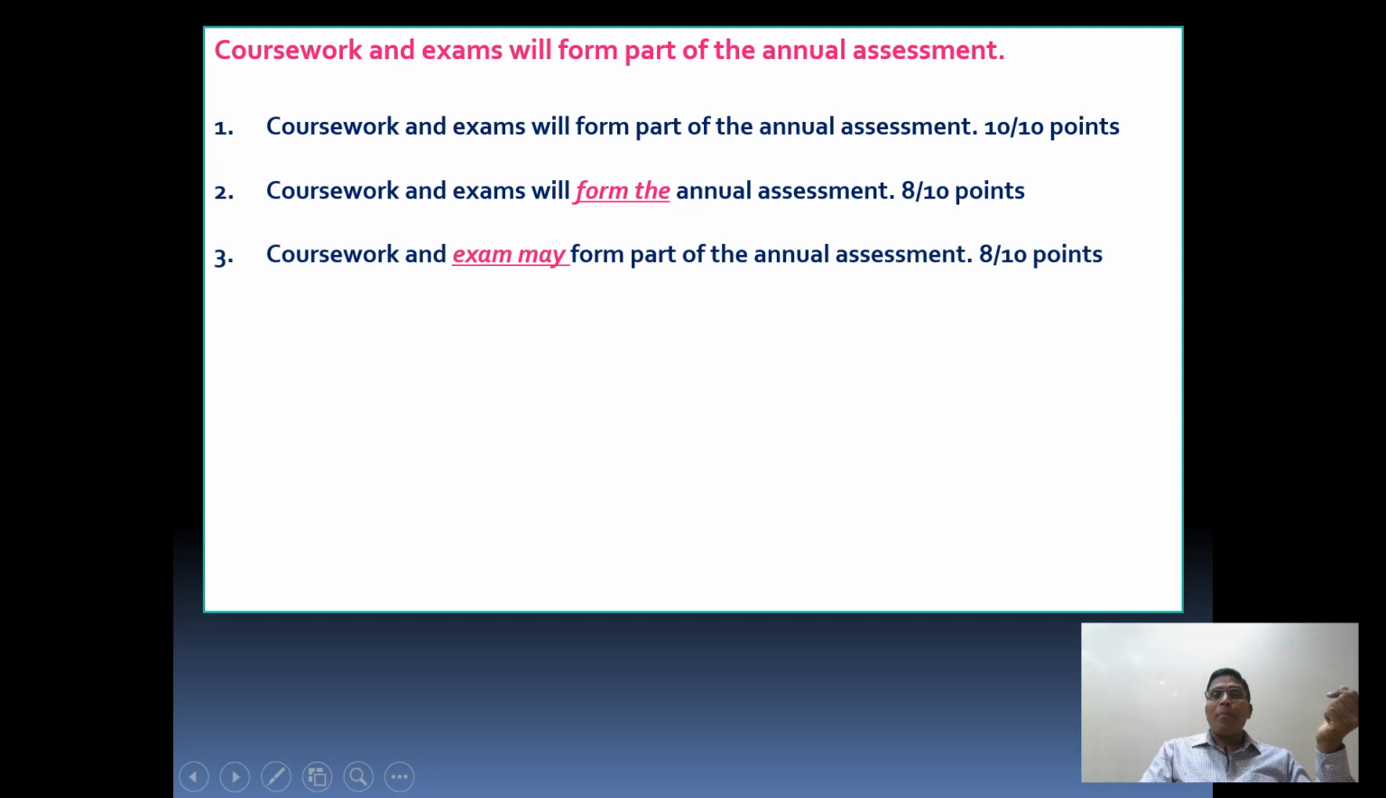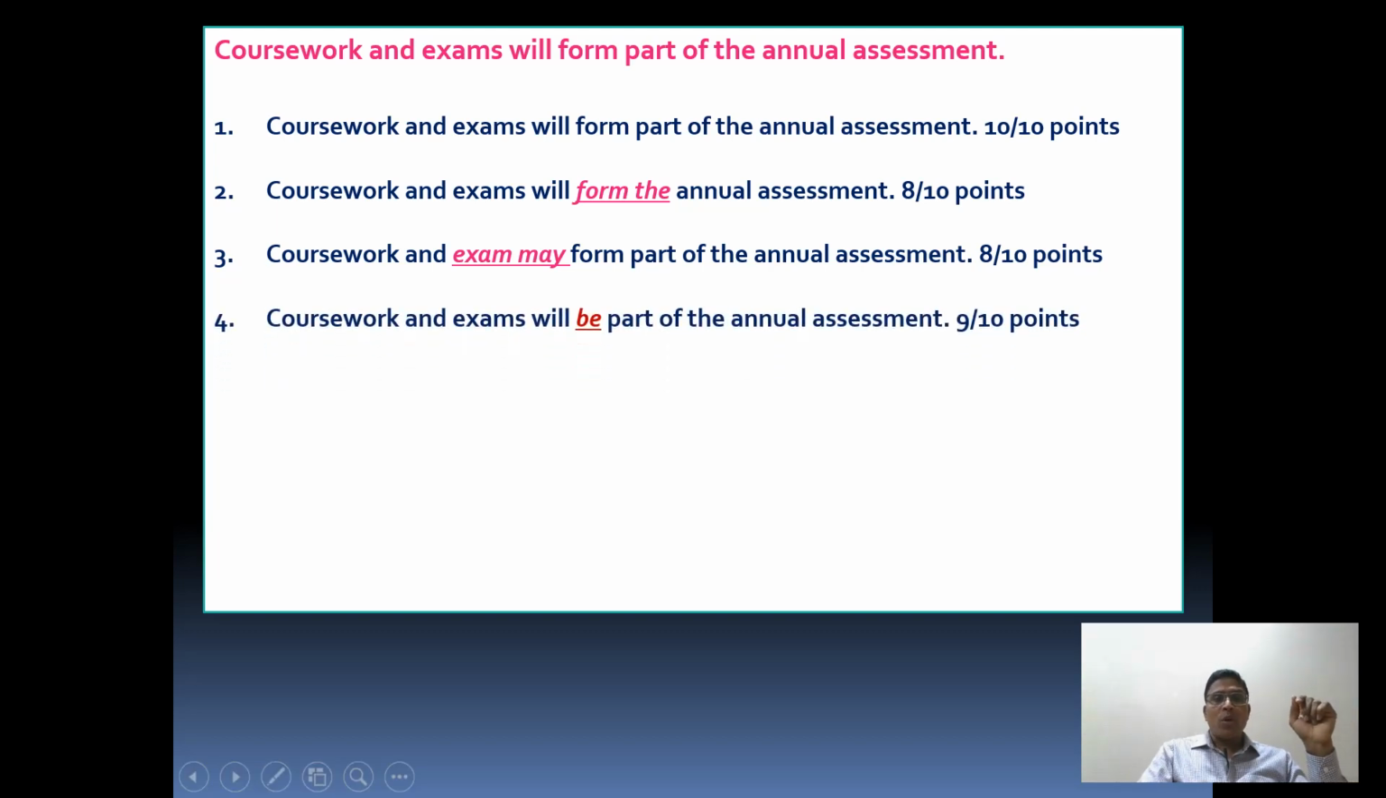Third scenario: "Coursework and exam may form part of the annual assessment." Here, instead of writing "exams," you wrote "exam." That will be looked upon as a spelling mistake. And instead of writing "will," you wrote "may." Grammatically, the third scenario is correct. So "exam" and "may" will be looked upon as spelling errors. Out of 10, you will get 8 points because the other 8 words match with the Pearson sentence. Grammatically, the sentence is right, so your response will be treated as a right response by the tool.